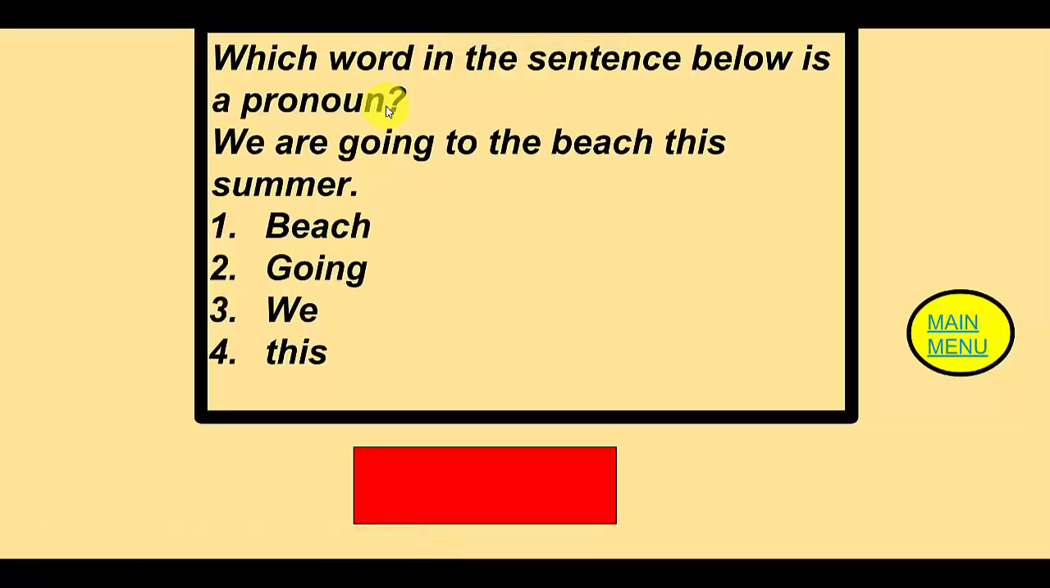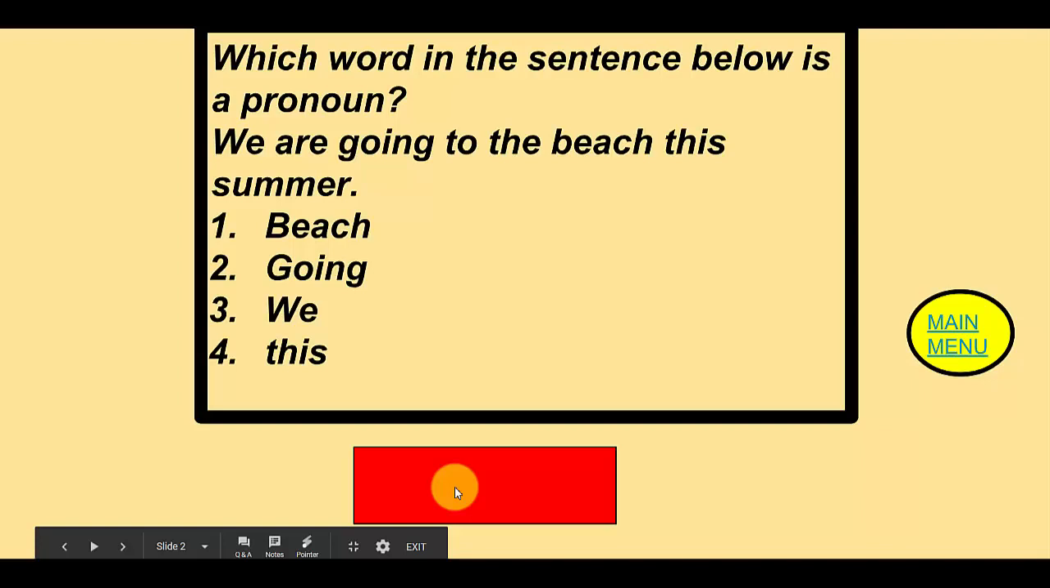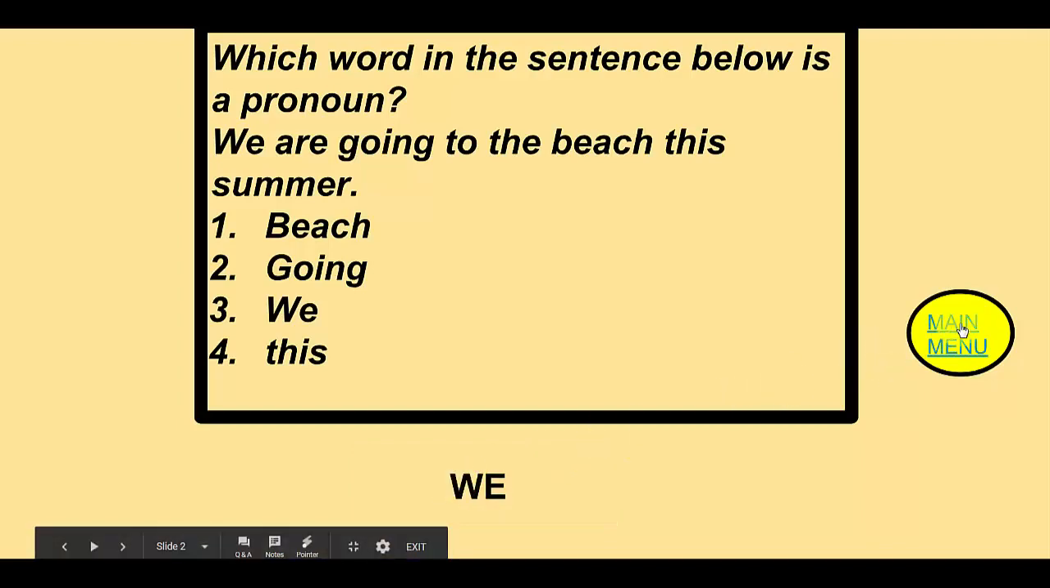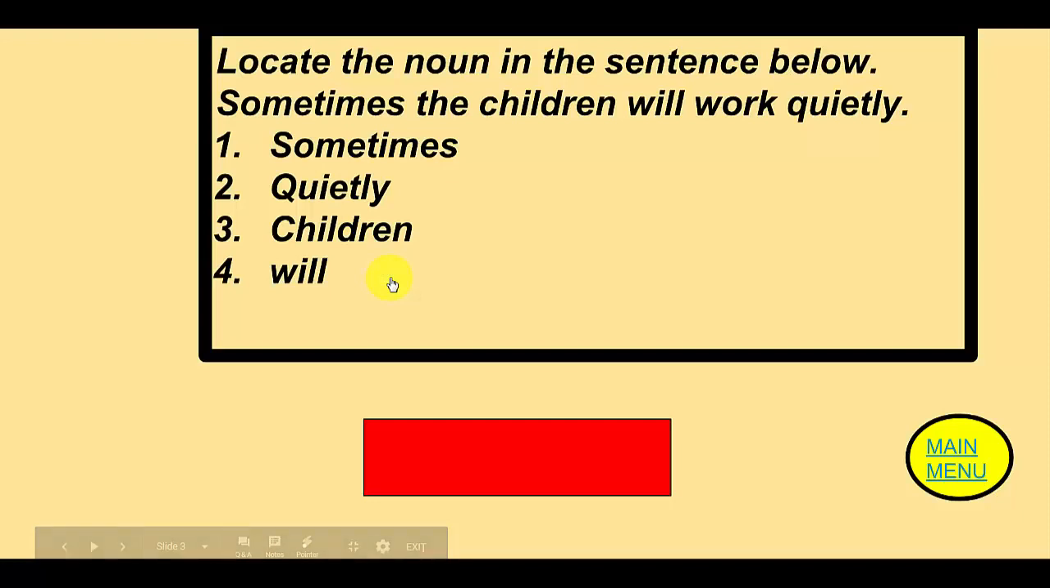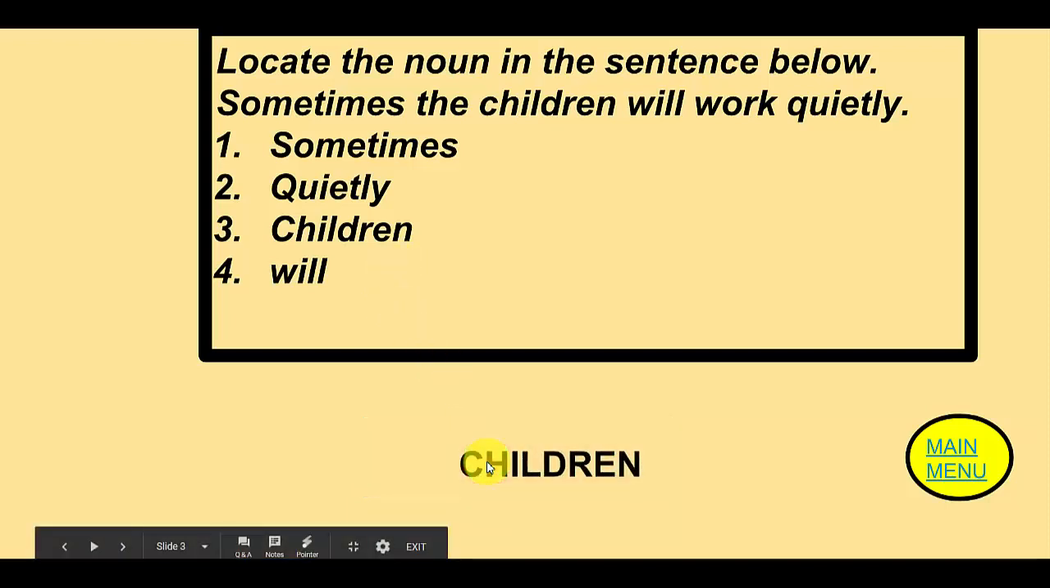Okay, number 1 says, which word in the sentence below is a pronoun? We are going to the beach this summer. So which one of these are? Well, we changed this, so when you click on it, watch what happens. It's going to fade out. Then click here to go back up to the main one. Number 2, locate the noun in the sentence below. Sometimes the children will work quietly. Which is the noun? Click again, and it fades out, and you have the correct answer.